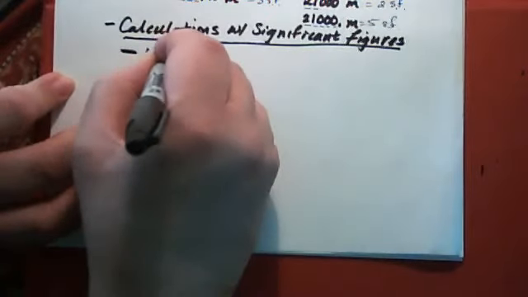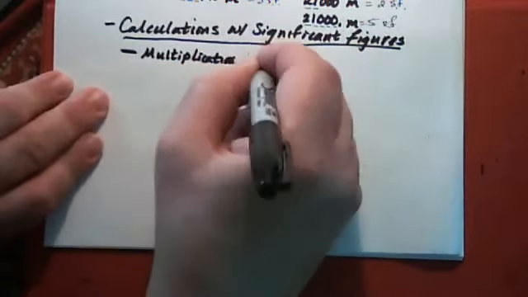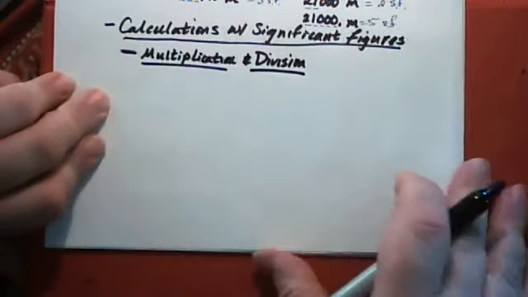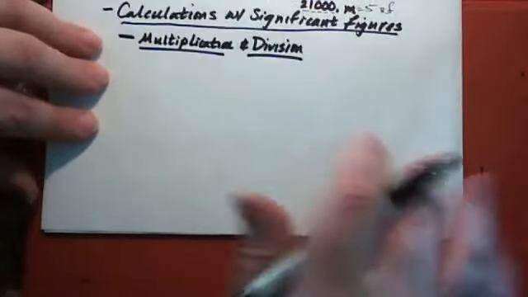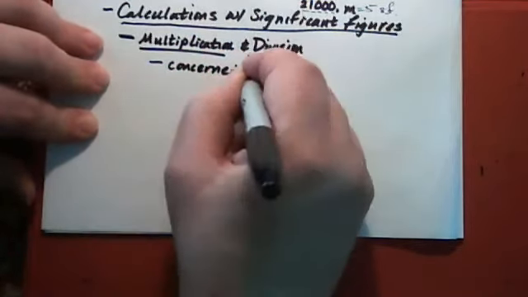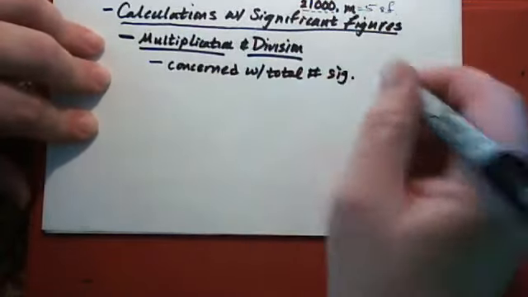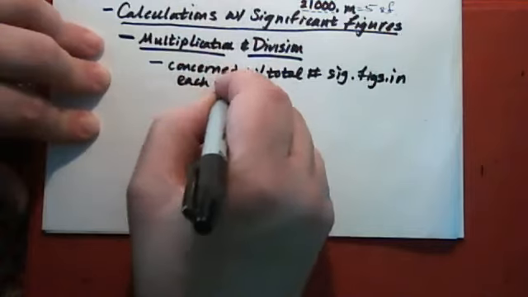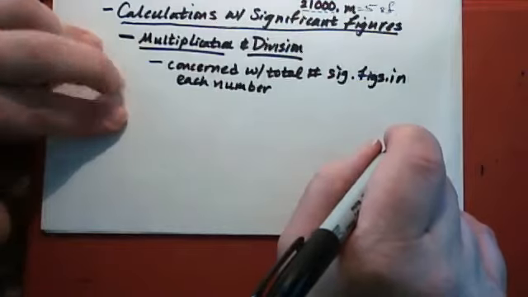So we'll go over multiplication and division first, and then we'll go over addition and subtraction. Multiplication and division, when you do those, what you're concerned about is the total number of significant figures in each number that goes into the calculation.